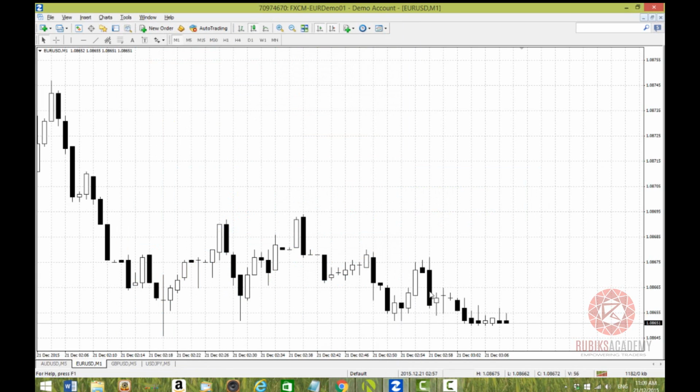I'm good, but I'm not going to use this support level anymore because it has obviously been pretty much broken. As you can see, it's creating lower lows. It's not very obvious, but there are lower lows. And you can see the price really just testing it right here and probably going to go down.